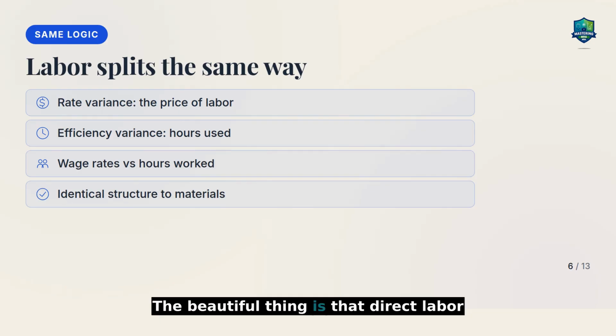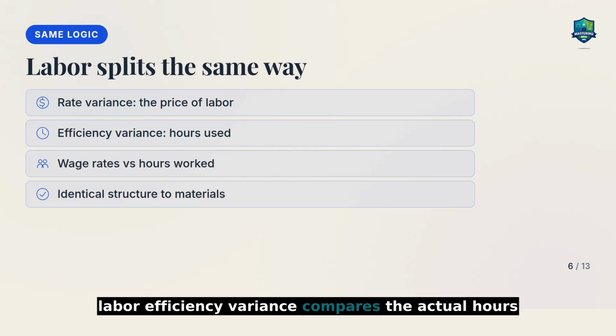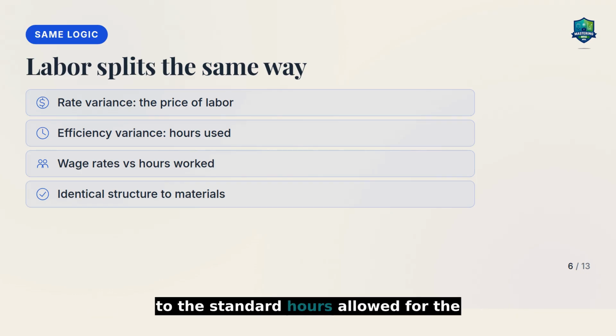The beautiful thing is that direct labor works exactly the same way. The labor price variance, usually called the rate variance, compares the actual wage rate to the standard rate. Did we pay our people more or less per hour than planned? The labor efficiency variance compares the actual hours worked to the standard hours allowed for the output produced. Did the work take more or fewer hours than it should have? Same two drivers, price and efficiency, just applied to wages and hours instead of dollars and pounds. Learn it once, apply it everywhere.